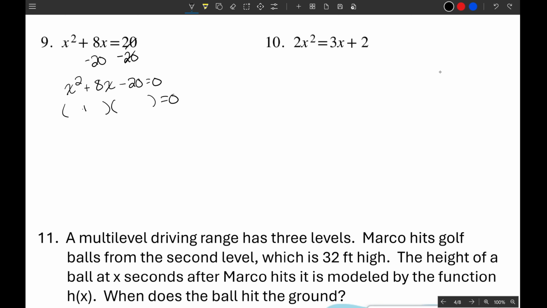So I have a positive and a negative, x and x. And I'm looking for two numbers that multiply to make 20 that at the same time will subtract to make 8. Well, I know it's not 1 and 20, but 2 and 10 multiply to make 20 and also subtract to make 8, but I need a positive 8. So 10 has to be positive and 2 has to be negative. Then I set those both equal to 0.